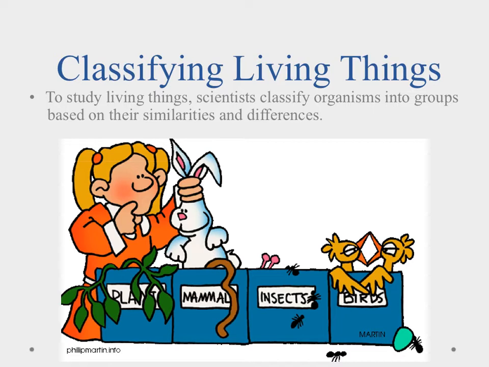But as you can see, the classifying of living things is a very important goal of science. And remember, science is trying to make sense of the world, so if we can put things together into groups, it makes it easier to talk and study about these things.